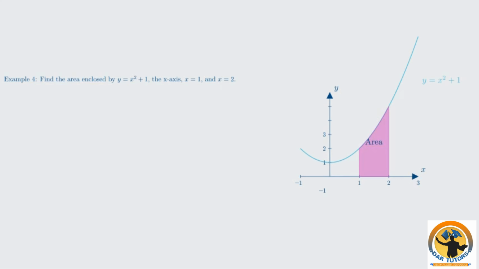Since the function is positive on this interval, the area is simply the definite integral. The area is the integral from 1 to 2 of x squared plus 1 dx. The antiderivative of x squared plus 1 is x cubed over 3 plus x. We evaluate this from 1 to 2.